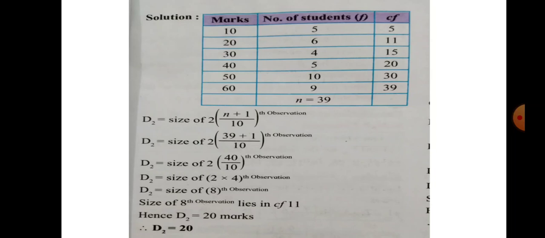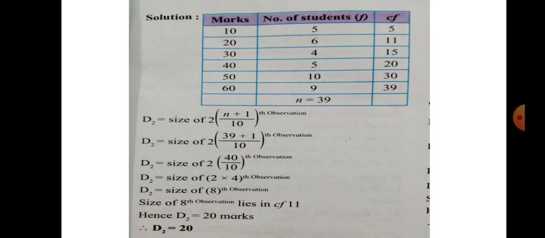And what do you have to find out now? d2. First you have to find out d2. So what is the formula here? d2 is equal to size of 2 into (n plus 1) upon 10 th observation. In the next step, d2 is equal to size of 2 into (39 plus 1) divided by 10 th observation. Next, d2 is equal to size of 2 into (40 upon 10) th observation. In the next step, size of 2 into 4 th observation, size of 8th observation.